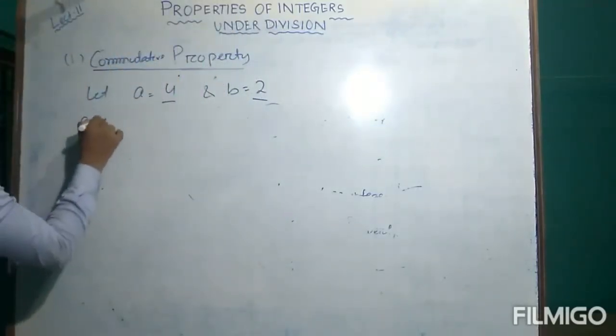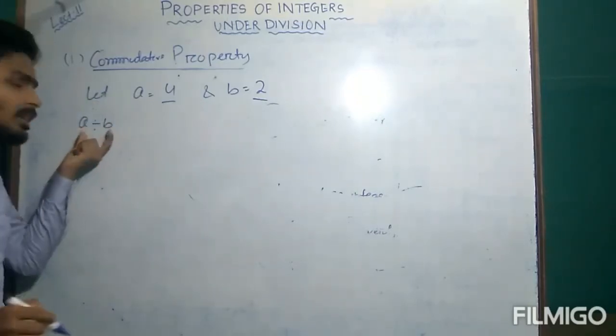Now we will do A divided by B. We have to find the value of A divided by B.